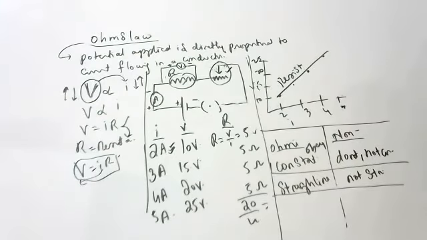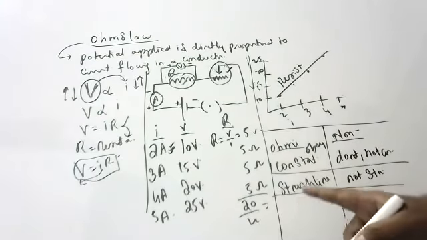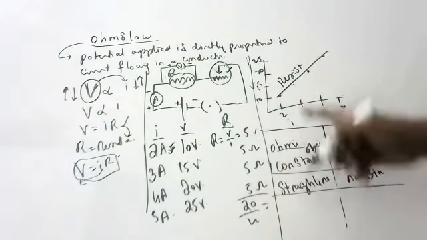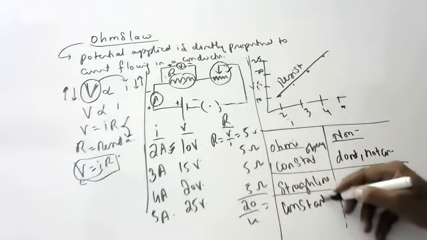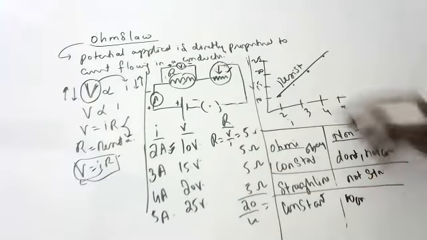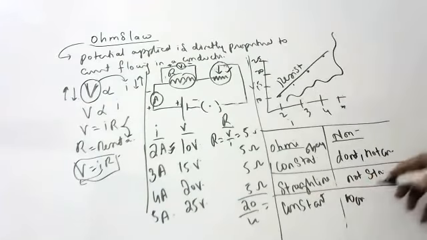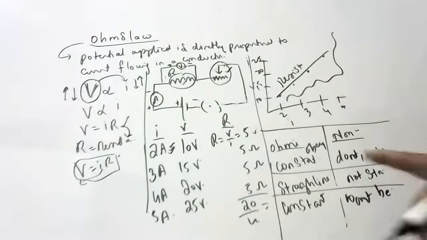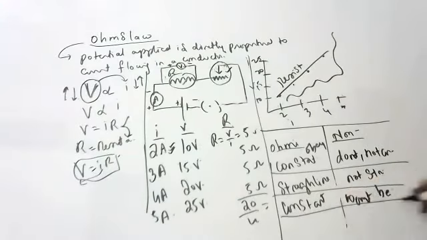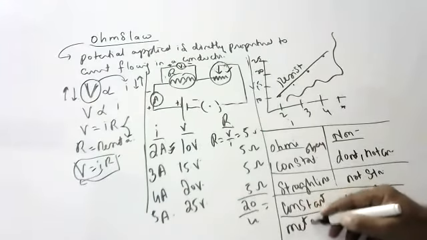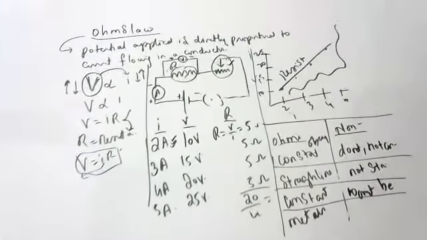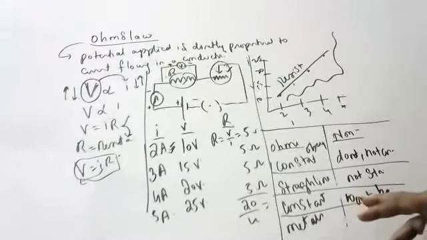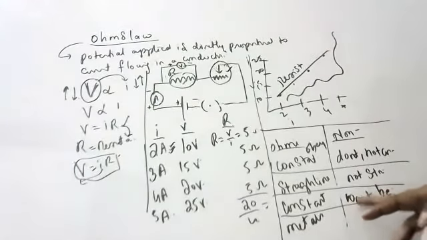For ohmic conductors, the slope of the V-I graph is the same at all values, so the slope is always constant. For non-ohmic conductors the slope won't be constant, because it comes like a wavy graph. Most of the metals are examples of ohmic conductors, because they obey Ohm's law.